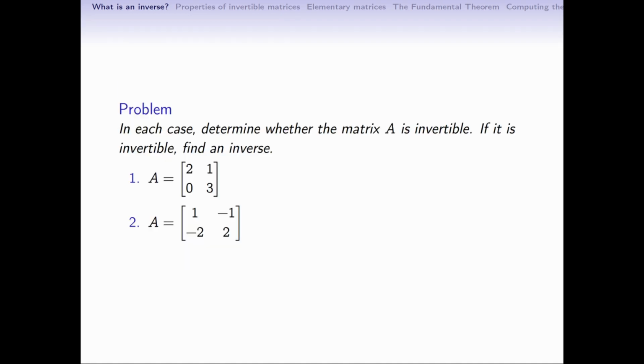Let's work a problem together. In each case, determine whether the matrix A is invertible. If it is invertible, find an inverse. So I've got two matrices A, two candidates here set up for us. Let's go to the document camera and explore each of these matrices to see whether or not it's invertible. And if it's invertible, can we find an inverse matrix? So let's head over to the document camera and investigate these examples.